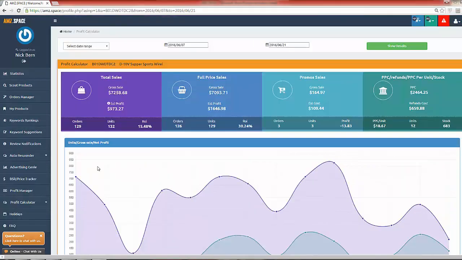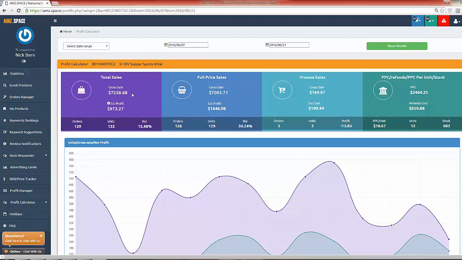Now here we're on our individual product page. At the top we can see the ASIN and the product title. Below this we have 4 panels represented by total sales, full price sales, promo sales, PPC, refund, PPC unit, and stock. Let's first take a look at total sales, and again we're looking at the same date range on June 7th to June 21st, a 3-week range.